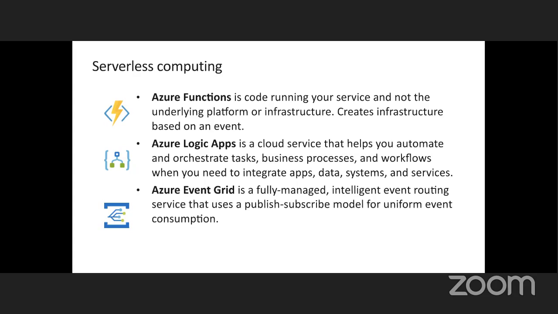And then you have Azure Event Grid, which is a fully managed intelligent event routing service that uses a publish-subscribe model for uniform event consumption. And that looks like something that is known in AWS as SNS. Remember SNS, Simple Notification Service? That is a publish-subscribe. You have to subscribe to a service, and then you publish the message, right? Very similar.